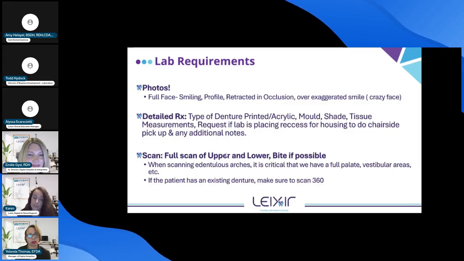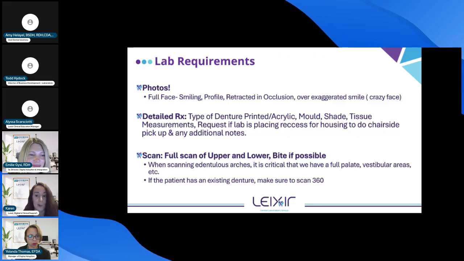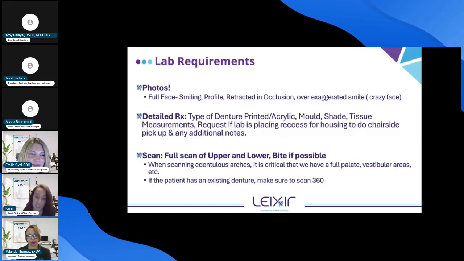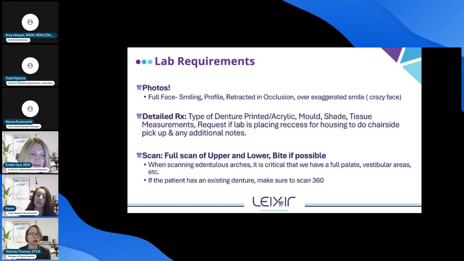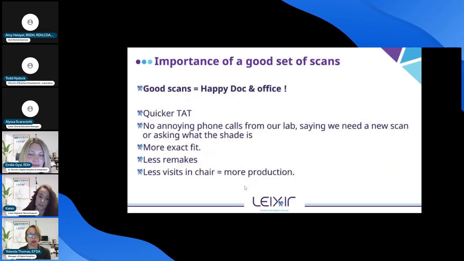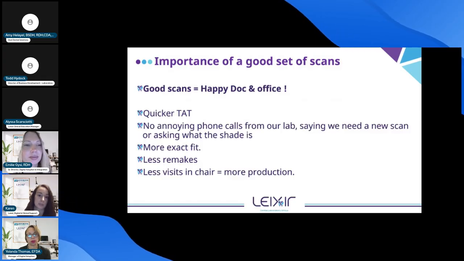For the scans, this is the fun part, guys. You need full scans for upper and lower, not half of a palate or just the buccal surface. We need the entire palate all the way back to the retro pads. On the lower, same thing. All the way back to the retro pads, grab as much vestibule as possible, and then the bite needs to be good. If we're dealing with an existing denture, regardless, always make sure to take a 360 scan. It's very helpful. Whether you're going to keep it or not, whether we're using the aesthetics or not, it's always a good starting point for our lab.